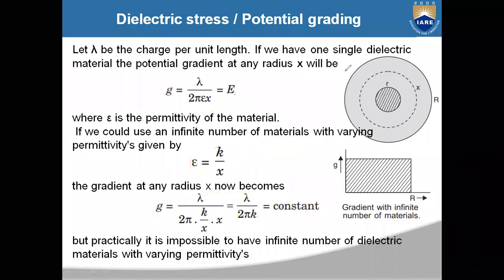Okay, you can observe this in the figure. As you move towards the sheath, the potential gradient will be constant if you use an infinite number of dielectric materials. But it is impossible to use an infinite number of dielectric materials. So generally we use 2, 3 or 4 dielectric materials on top of the conductor.